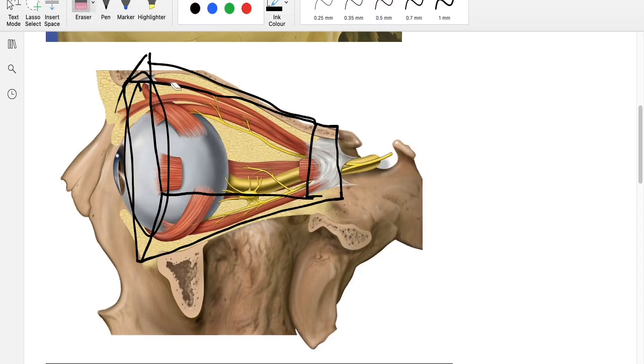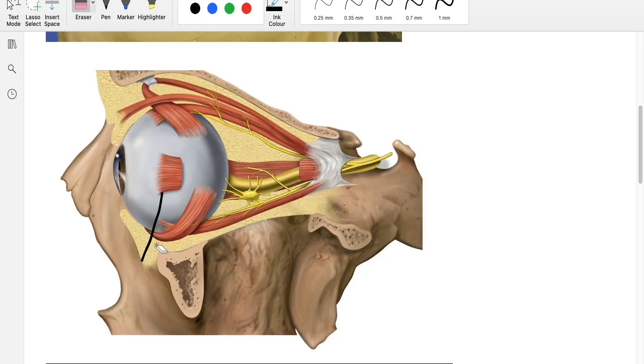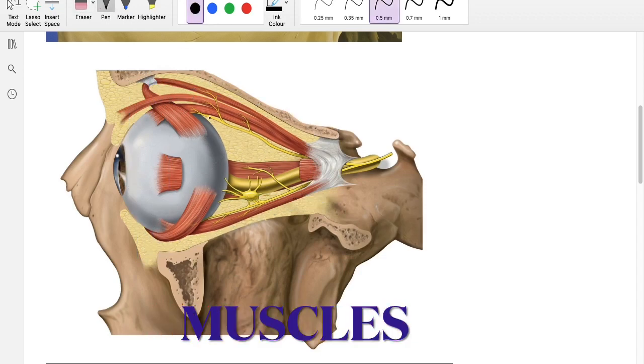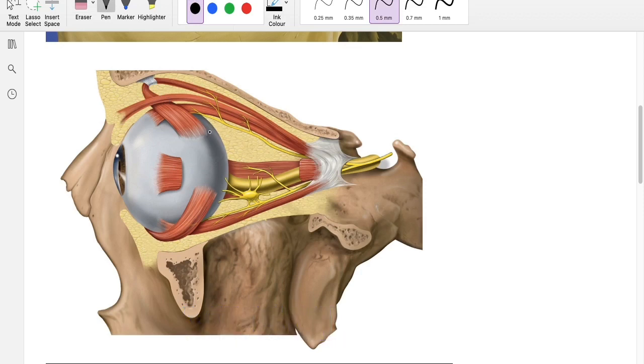You can see all these brown structures in this diagram. These are all muscles that help in the movement of the eye. It's good to know that there are muscles that help in the movement of the eye, and there are mainly six muscles that aid in the movement of the eye.